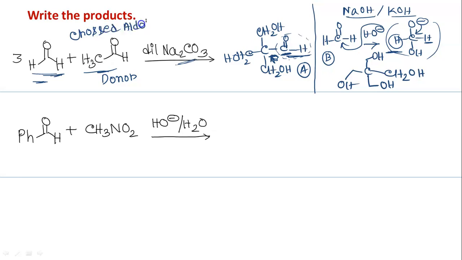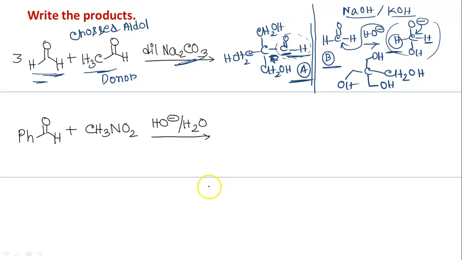And when you are getting the crossed aldol product, then there is cross Cannizzaro reaction, because both in aldehyde A and B there is no alpha hydrogen. That is why Cannizzaro can take place. But remember, if we take dilute Na2CO3, then the reaction will stop here.